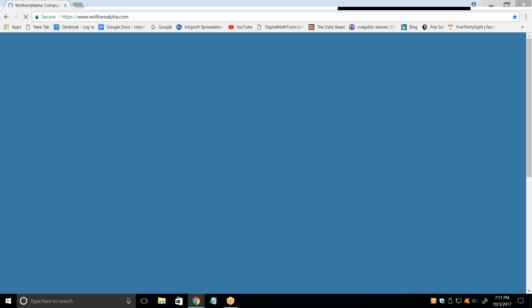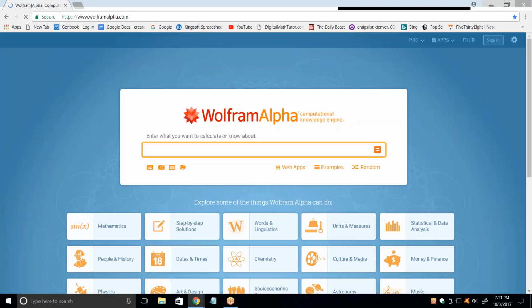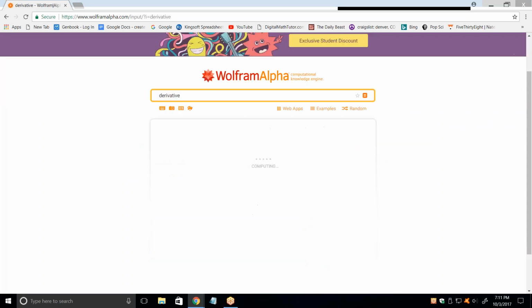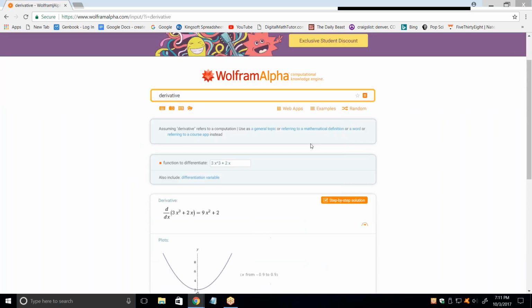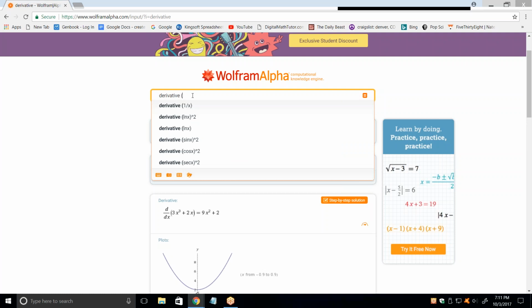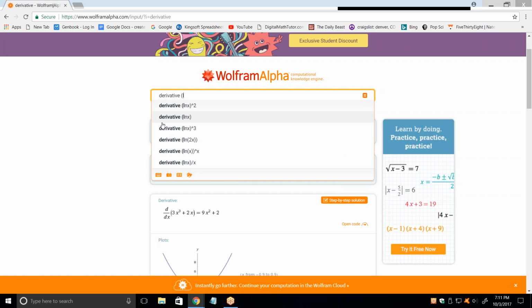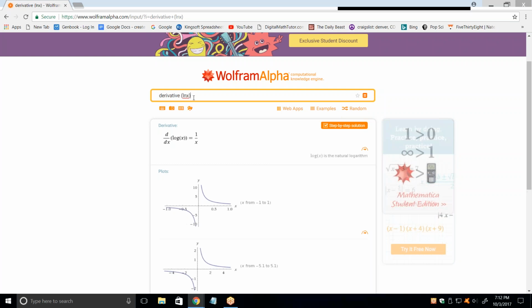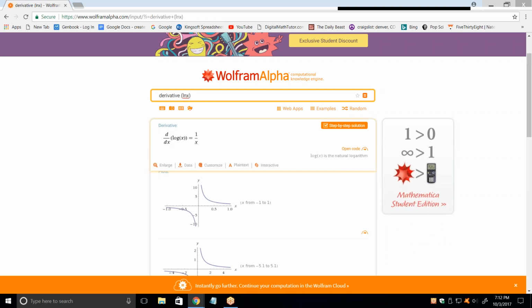So what I need is the derivative of natural log of x. Here we go. No, that's natural log. That's just telling me the format I can use. So let's see what it says for that. Should say 1 over x. Okay. Now let's change it and put absolute value markers in there and see if it gives us a different answer.